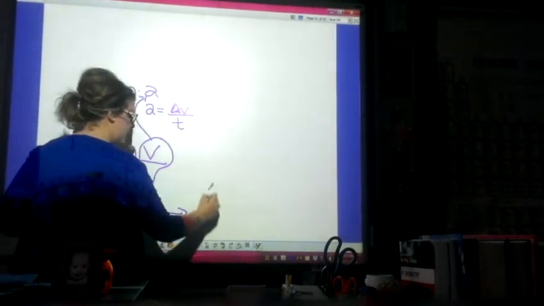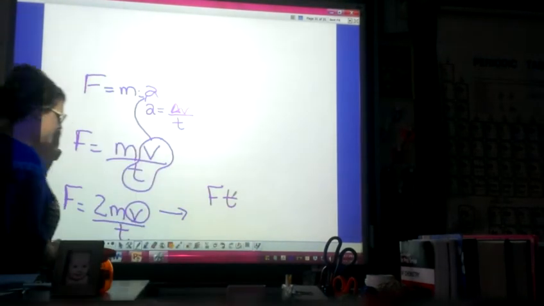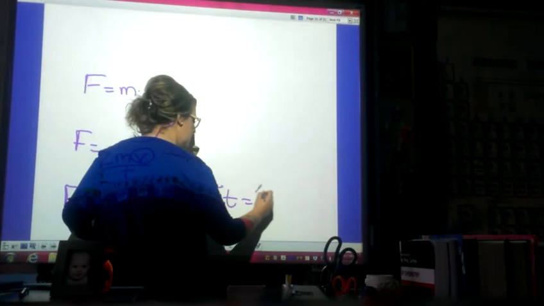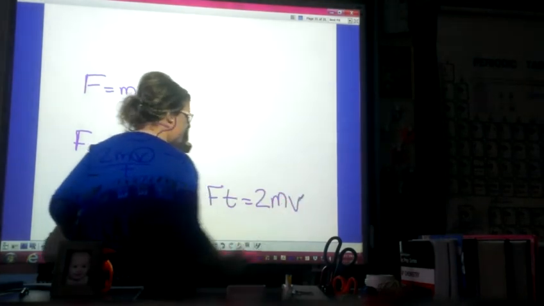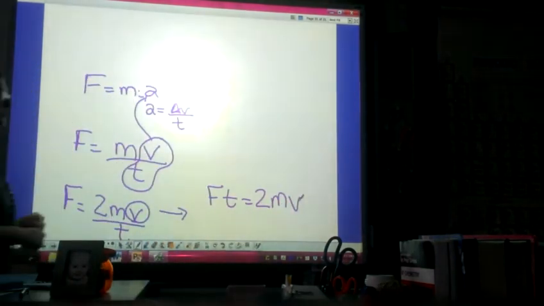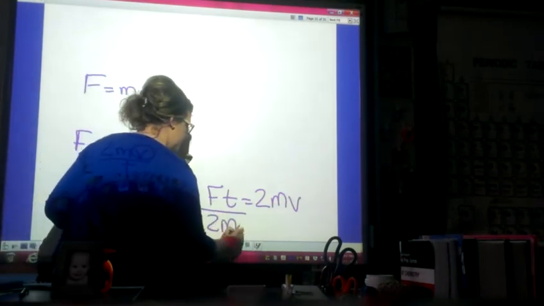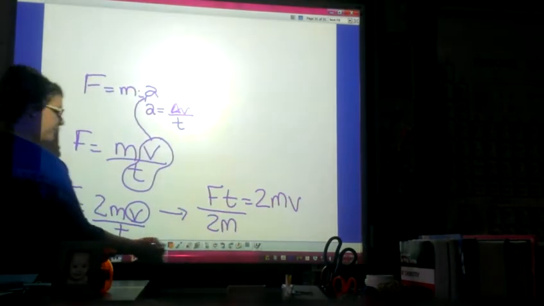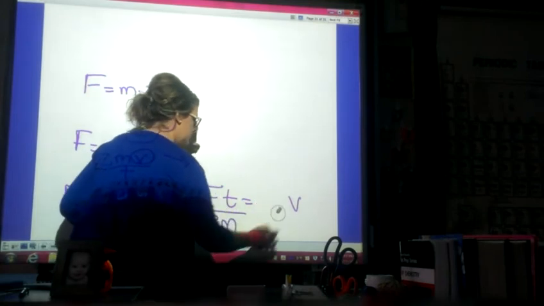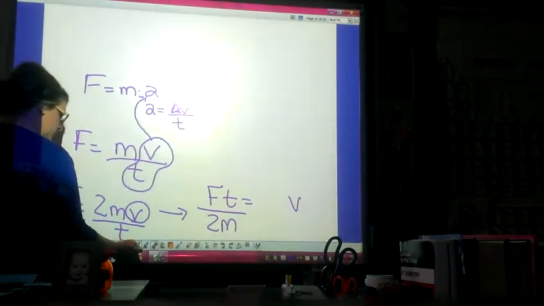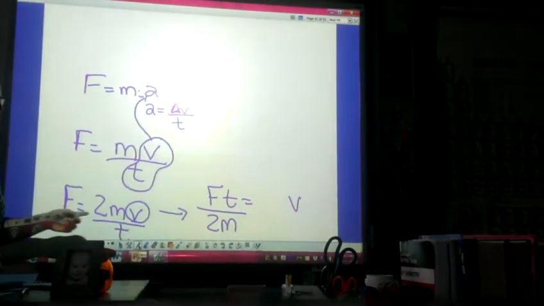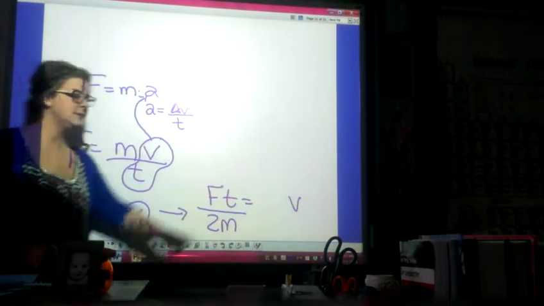So let's actually go this way. I would have force times time equals 2mv. Then let's just get v by itself, so let's divide this by 2m. Then I'm just left with v equals Ft over 2m, or ultimately what I'm seeing is half of this.